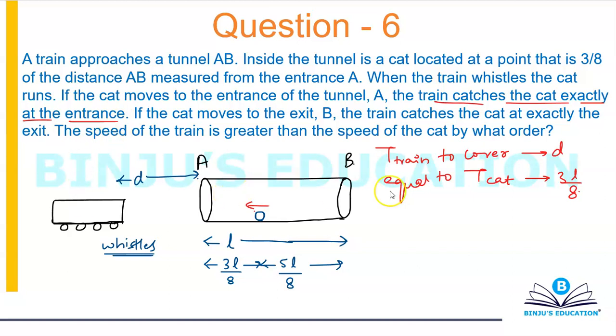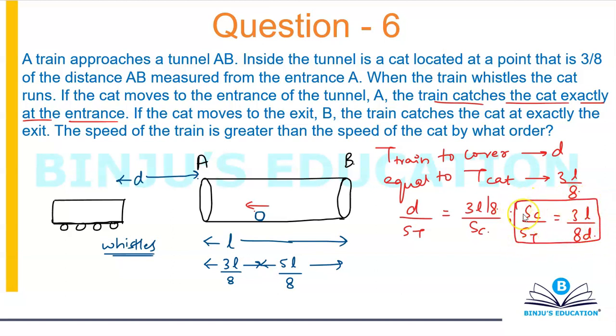Which means I can say that D divided by speed of train, I do not know that also, will be equal to 3L/8 divided by speed of cat. Or a better way to write this is speed of cat divided by speed of train is equal to 3L divided by 8D. It will be 3L divided by 8D. Alright. And there is another scenario, that is when the cat moves towards B.